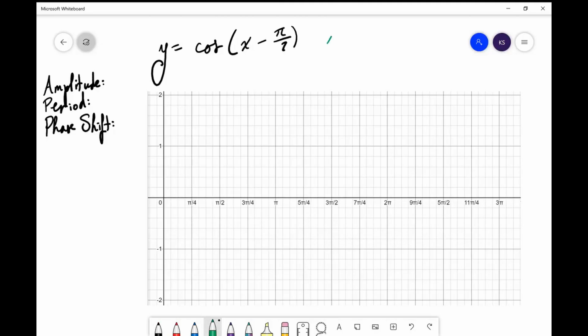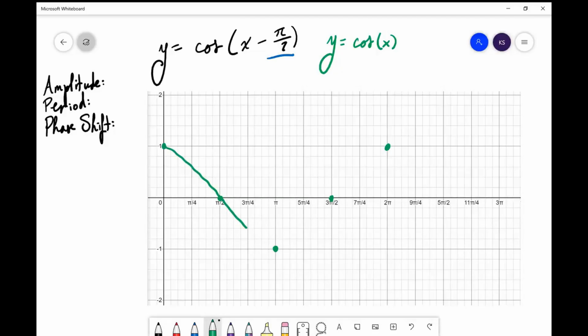So let's start off by writing what y equals cosine of x will look like in order to have some sort of reference for when we shift it over. So cosine of x has a maximum at 1, crosses the x-axis at pi halves, has a minimum at negative 1 at pi, crosses the x-axis again at 3 pi halves, and completes the period at 2 pi.